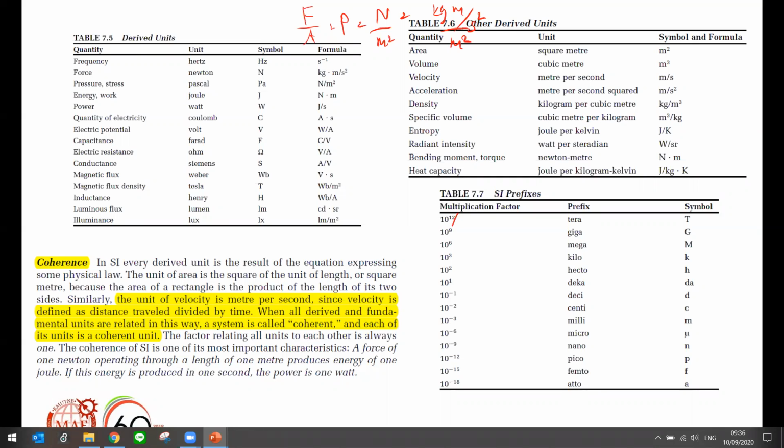And finally we can have kilogram per meter second squared. This is the unit of Pascal. So when you are talking about pressure and you check the basic unit, it's going to come up with kilogram per meter second squared at all times. Okay, and next, this is the other derived unit in table 7.6.